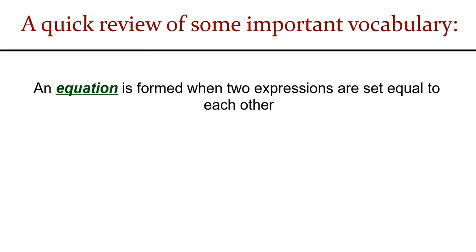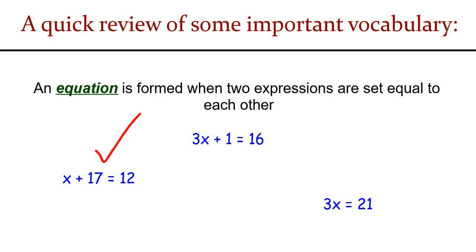The first is that an equation is what happens when you put two expressions together and connect them by an equal sign. Those expressions could be things like x plus 17 and 12 to create the equation x plus 17 equals 12. It could be 3x plus 1 equals 16. It could be 3x is equal to 21. Any time you have an equal sign and an expression on the left and an expression on the right that are set equal to each other, you get what's called an equation.